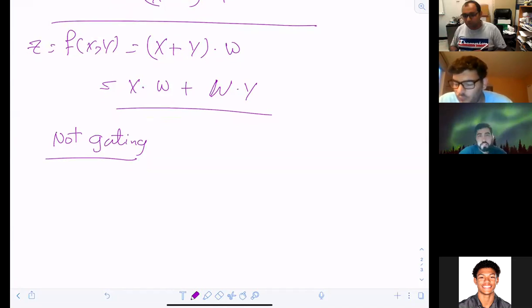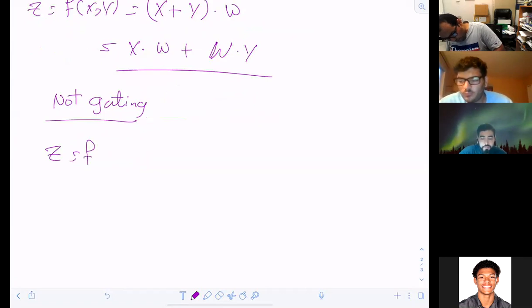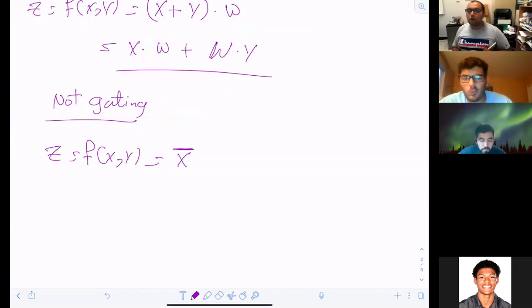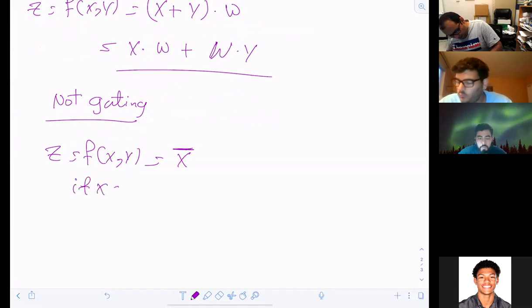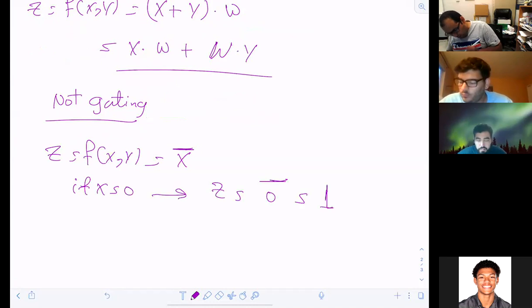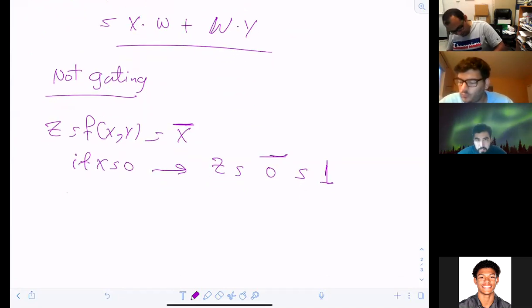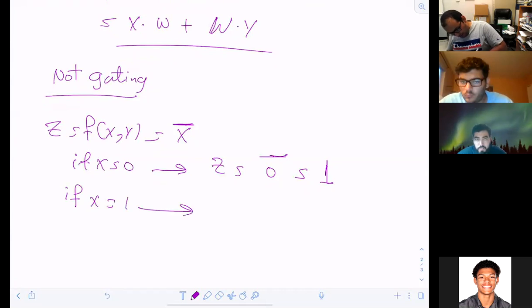Okay, an example for this. Z as a function of x is the complement of x. Here's the sign of the NOT gated or complemented. So if x is 0, that thing will equal 1. That makes sense? So if x is equal to 0, z will be the complement of 0, which is 1. Right? If x is equal to 1, z will be the complement of 1, which is 0.